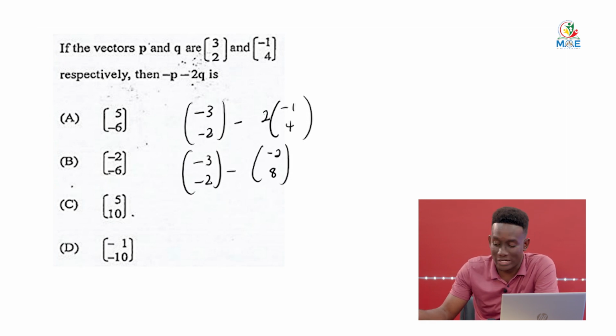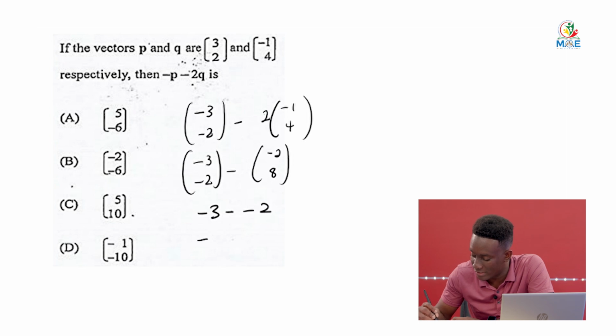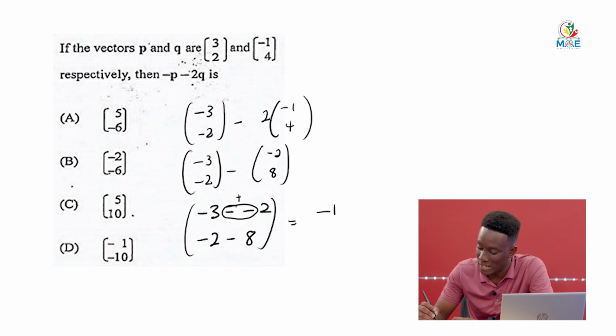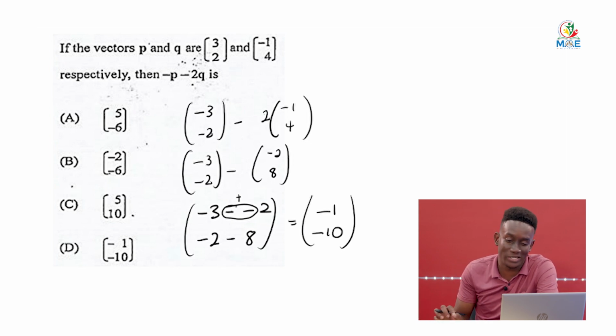So now we subtract the corresponding elements. This will be negative 3, subtract a negative 2, and this will be a negative 2, subtract 8. So we have these two negatives together, which will cancel out and be a plus. So negative 3 plus 2 would give me a negative 1, and negative 2 minus 8 would give me a negative 10. So I have negative 1, negative 10 as the answer, which is D. So we need to be careful with these kinds of questions, especially when they have all of these negatives and so on. So the answer here is D.